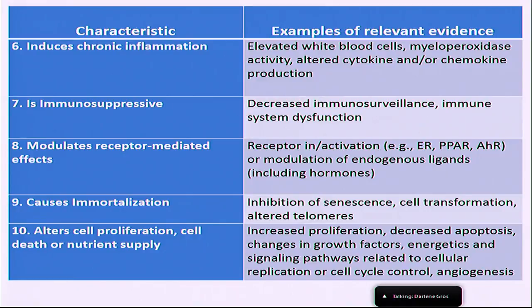Then really a category that probably did need expanding and should have been more than one: receptor-mediated effects. There is a possibility here for chemicals to act on a particular receptor, either as an agonist or an antagonist, or to actually modulate the endogenous ligands, basically hormones, that are present in the body. So an aromatase inhibitor, for example, would fit into this section because it would alter the level of estrogen and testosterone or other hormones in the body. It would not necessarily be acting on a particular receptor, but the hormones would act on the receptor. So this is really a very large category if you think about it, with PPAR gamma and estrogen receptor, et cetera, and hormones being altered.